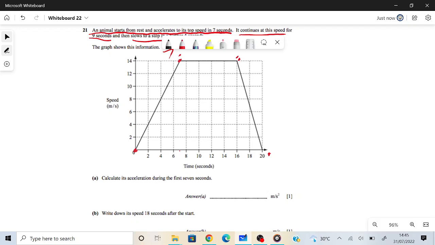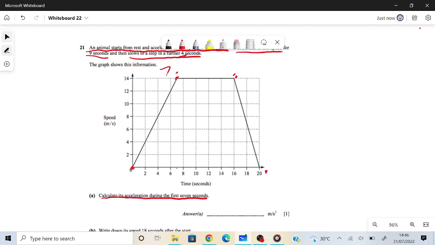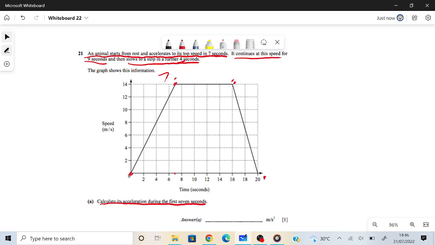Now, the A part says calculate its acceleration during the first 7 seconds. So we know 7 is round about somewhere there, and they also told us that it reaches its top speed, that's 14 meters per second, in 7 seconds. So drawing a line from somewhere around about here and tracing all the way down, that's where 7 seconds is.